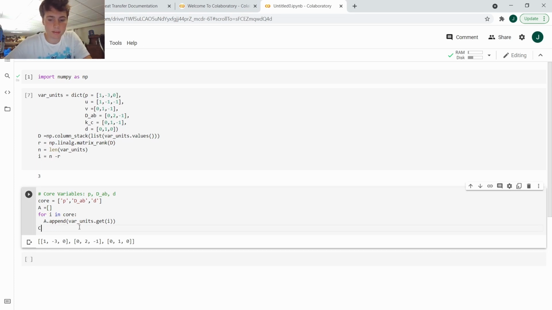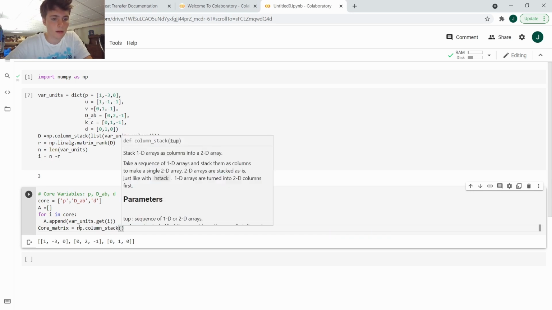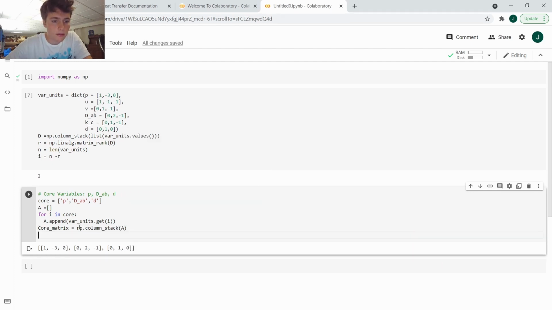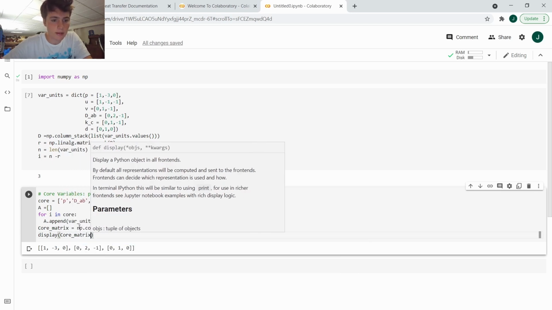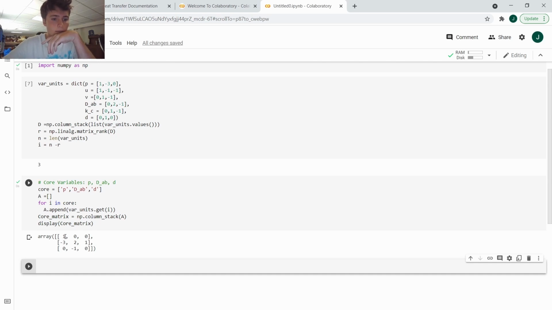So I'll just call this core matrix, column stack A, and we'll display it just to make sure everything goes as planned. So yeah, this is the core matrix we have. This is A, and it's Ax equals b, where x is what we're solving for.